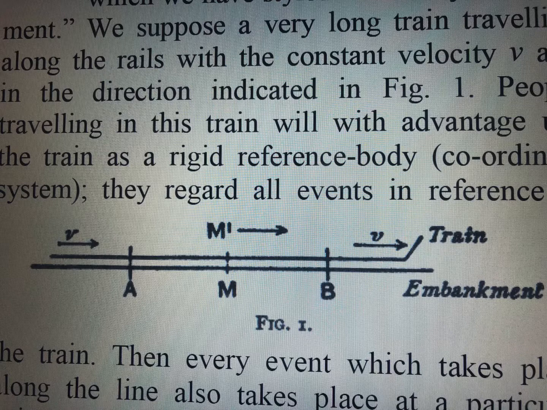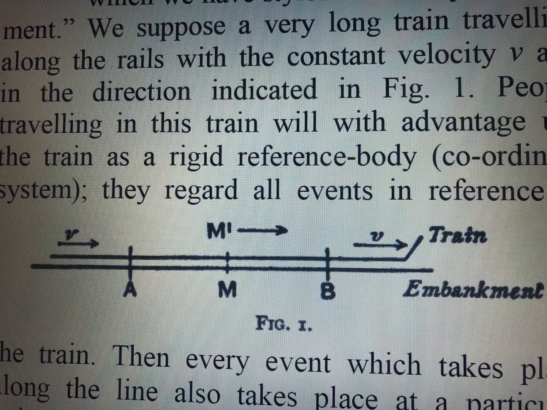People traveling in this train will, with advantage, use the train as a rigid reference body or coordinate system. They regard all events in reference to the train. Then, every event which takes place along the line also takes place at a particular point of the train. Also, the definition of simultaneity can be given relative to the train in exactly the same way as with respect to the embankment. As a natural consequence, however, the following question arises.